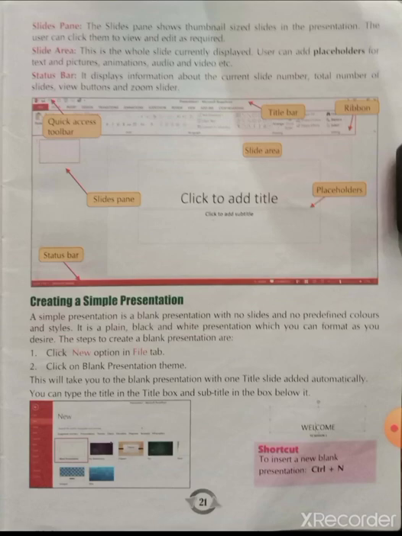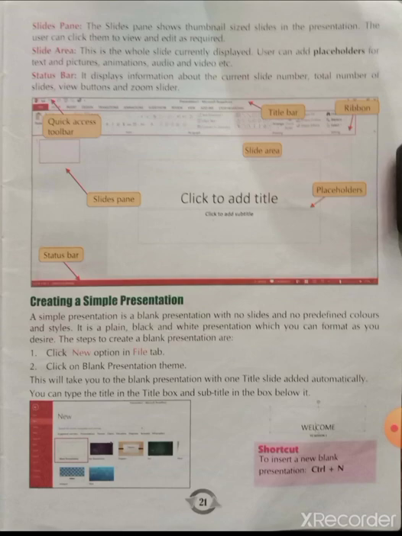There you will see the slides, all the slides you have worked on, at the left side of your PowerPoint window. That is called the slide pane. Whichever slide you want, suppose slide number 3 or slide number 7, you can select that and start editing it. Understanding, children? Next is the slide area.